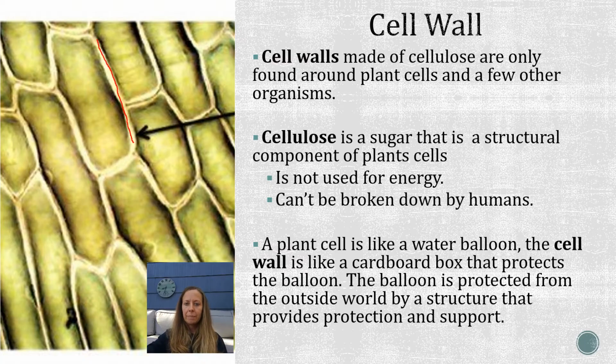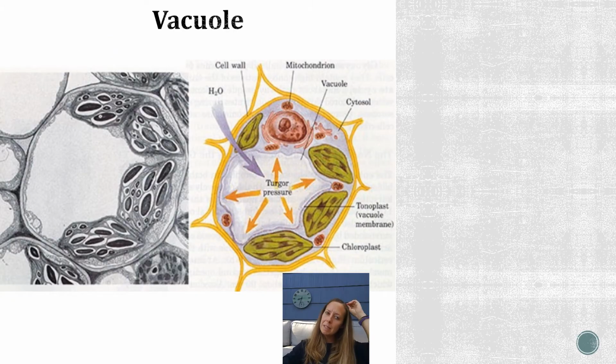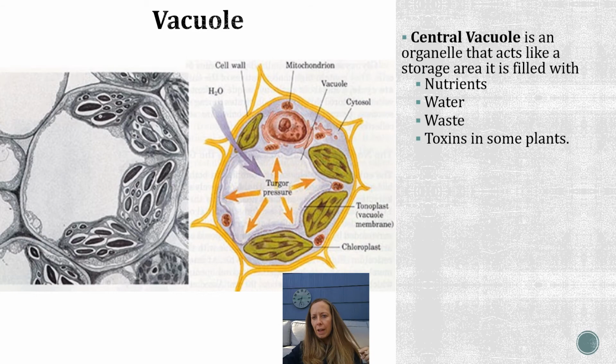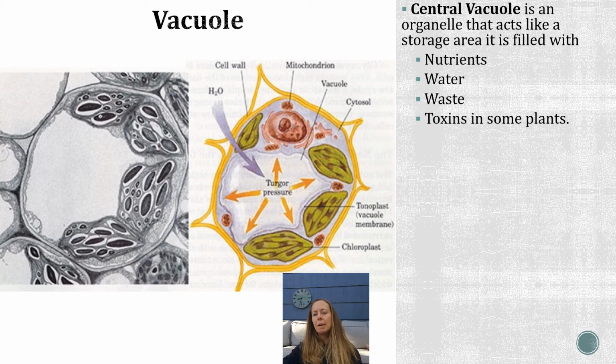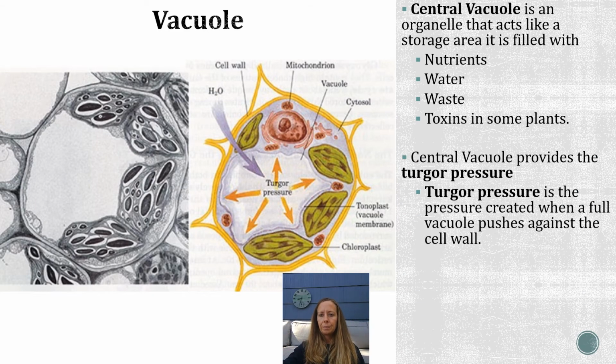Okay. The next one would be the central vacuole, and the central vacuole is going to be a large organelle that's going to store things. So this will store nutrients, waste, water, and some toxins in plants. So as it breaks stuff down, it's kind of like the trash. Sometimes the cell will store it to get rid of it.